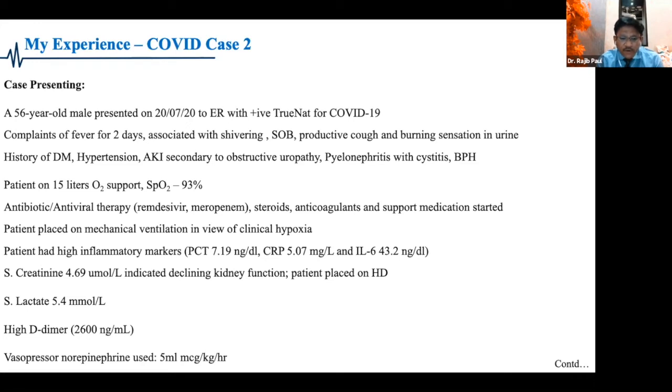He had significantly raised procalcitonin, so there was a secondary sepsis in this patient. The CRP was not significantly elevated because he had received steroids outside, so steroids probably kept the CRP under control, but IL-6 was moderately elevated. His creatinine had jumped to 4.6, lactate was 5.4, and D-dimer was very high. Our normal level is 500; for him, it was 2,600. He was started on norepinephrine, 5 mics per hour. So again, a patient with COVID-19 and suspected septic shock with organ dysfunction.